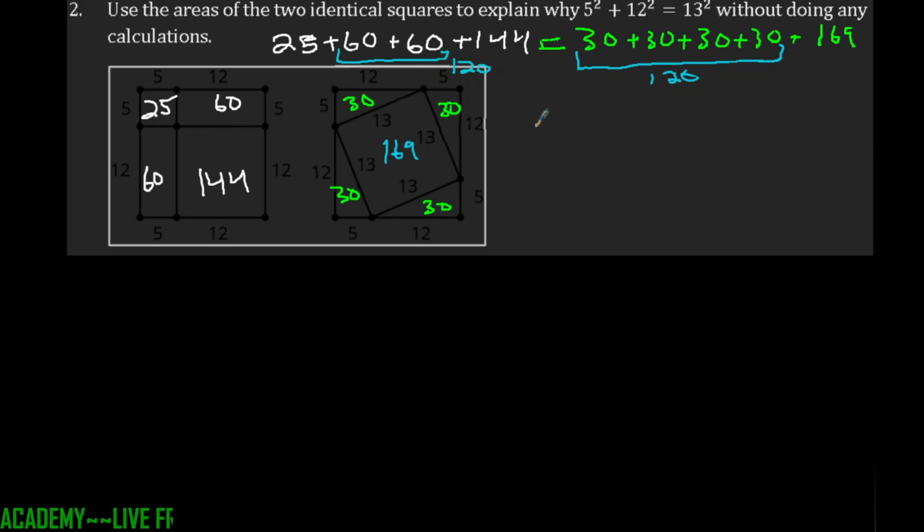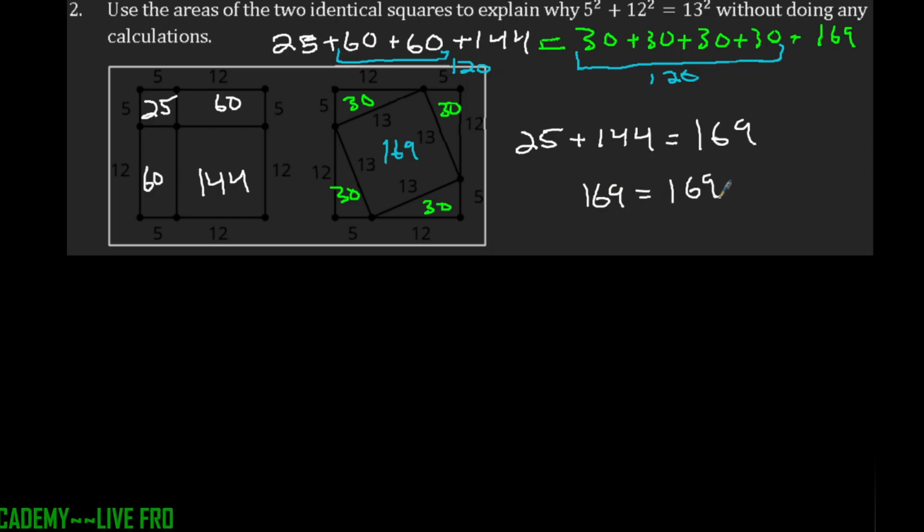I can bring down, I can say, well, I have 25 plus 144 is equal to 169. And we know that 169 is equal to 169. So that gives exactly what we have, because this is the same as 5 squared, this is the same as 12 squared, and this is the same as 13 squared. So as long as you have that logical series of steps, you'll be good.